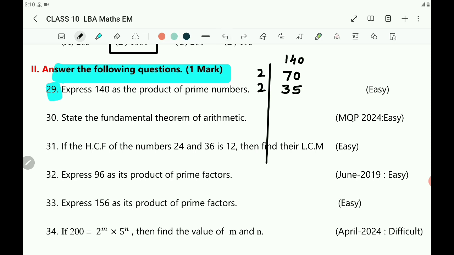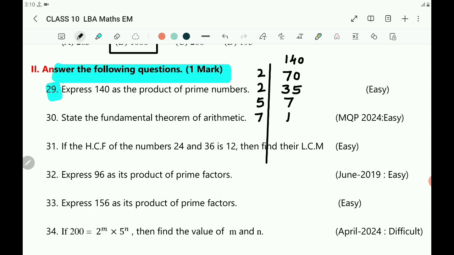Then try to divide it by 3. Check whether it is divisible by 3 or not. 3 plus 5 equals 8. 8 is not in the table of 3. Therefore, 35 is also not in the table of 3. You can't divide it by 3. Then you try it by 5. The unit digit is 5, so it is divisible by 5. Then you divide it by 5. 5 7s are 35, and 7 ones are 7.